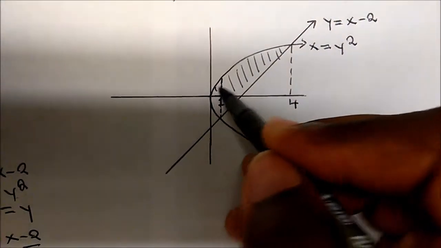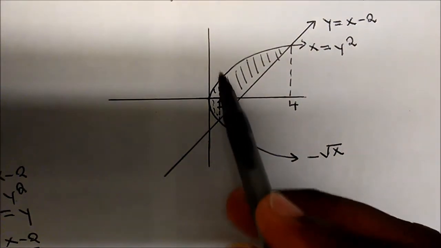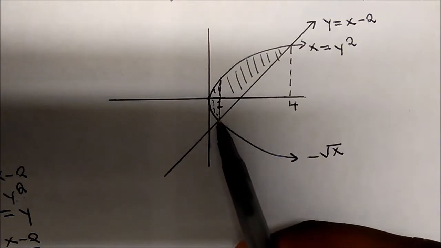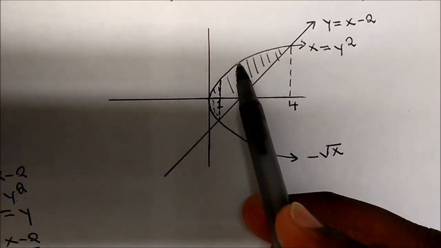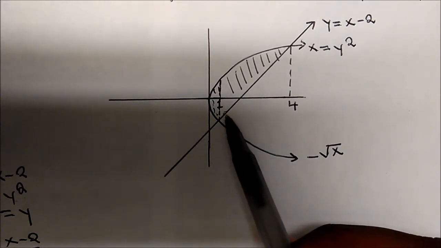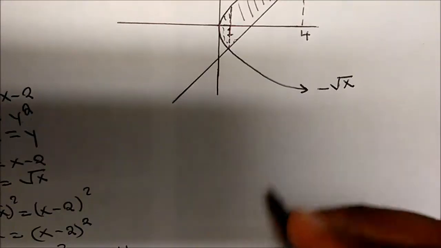Again, the area between the curves from 0 to 1 is actually given by the square root of x and the negative square root of x. Now remember, as we cross 1, look, the limits of integration switch. We have the top curve, which is the square root of x, and the bottom curve, which is y is equal to x minus 2. So with that being said, we've got to split our limits of integration.